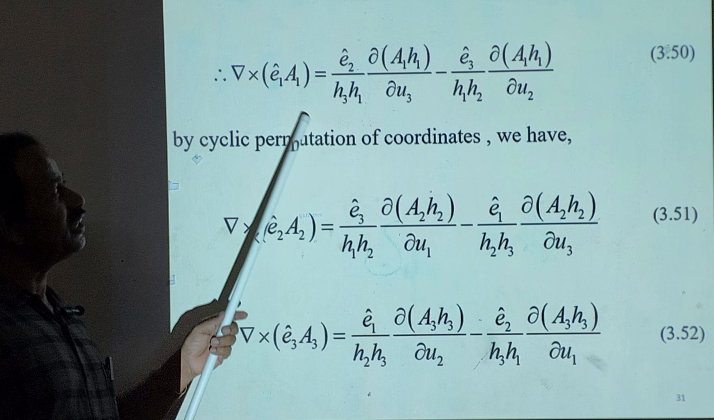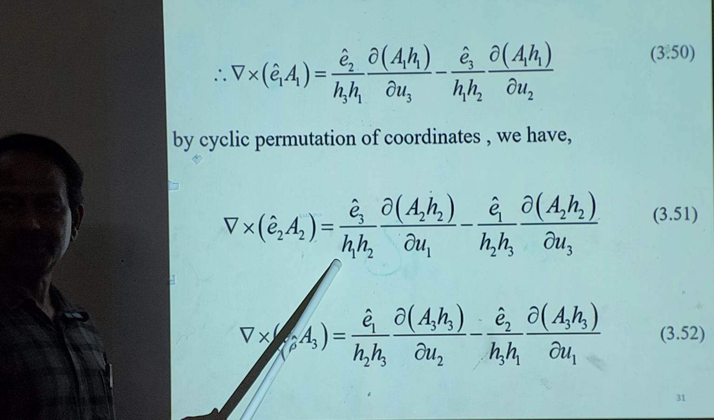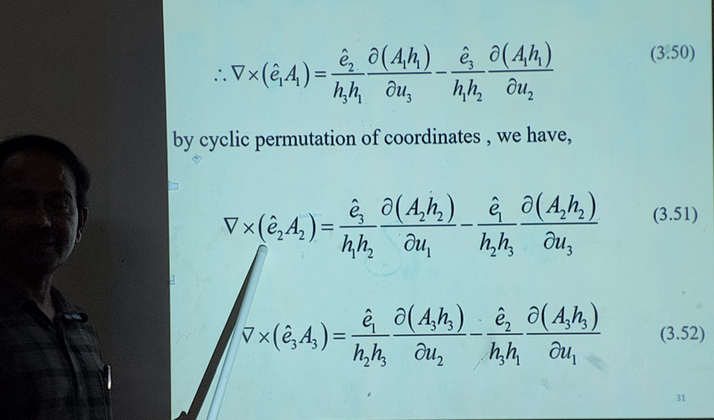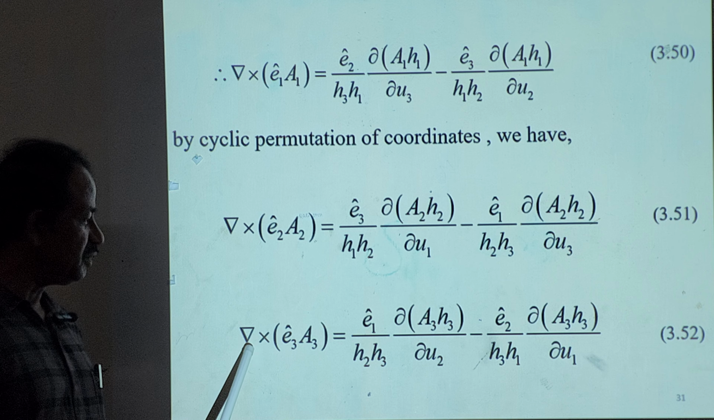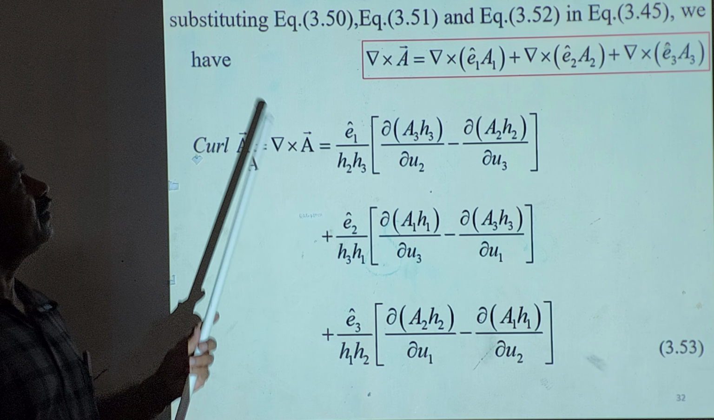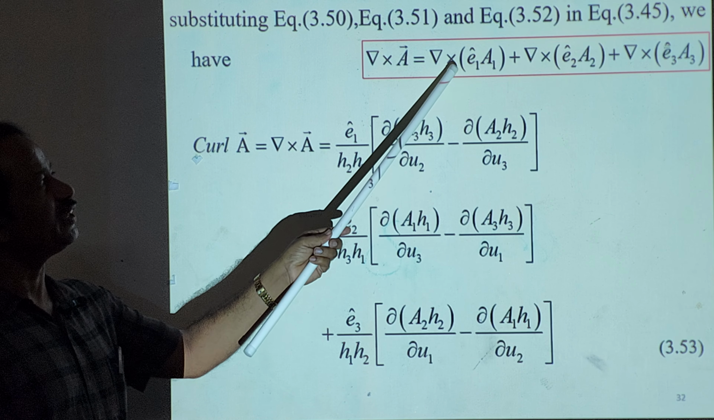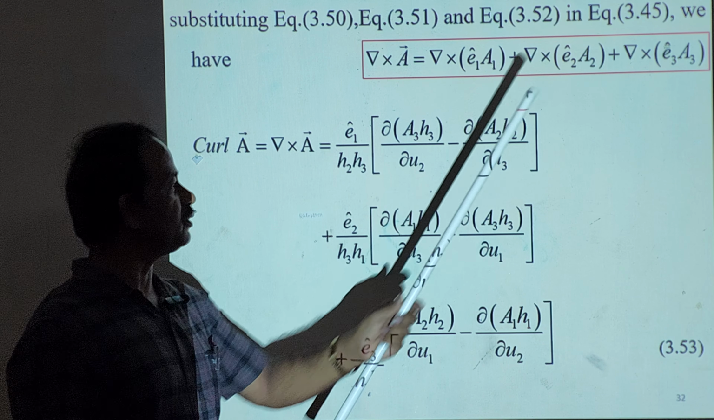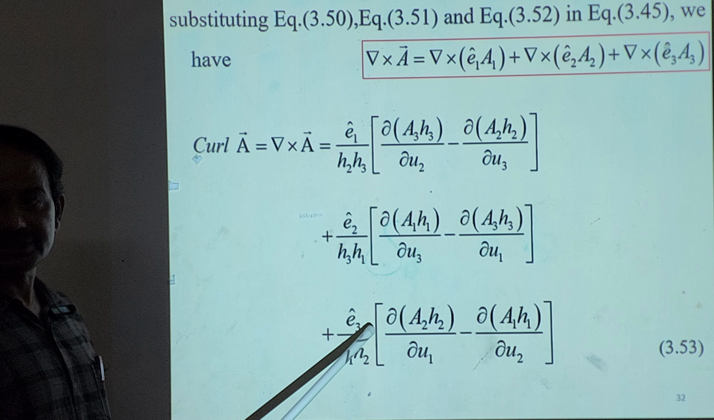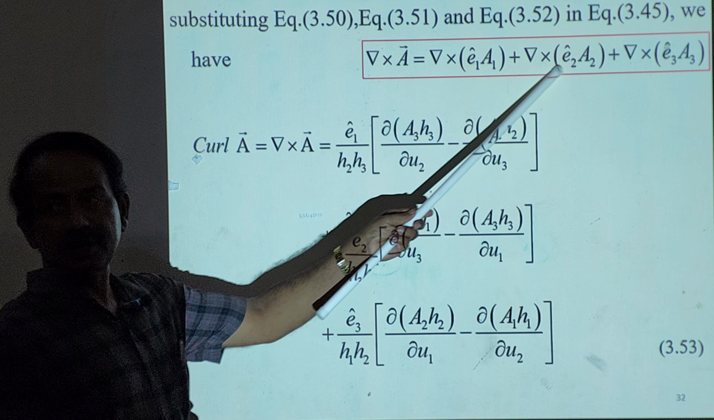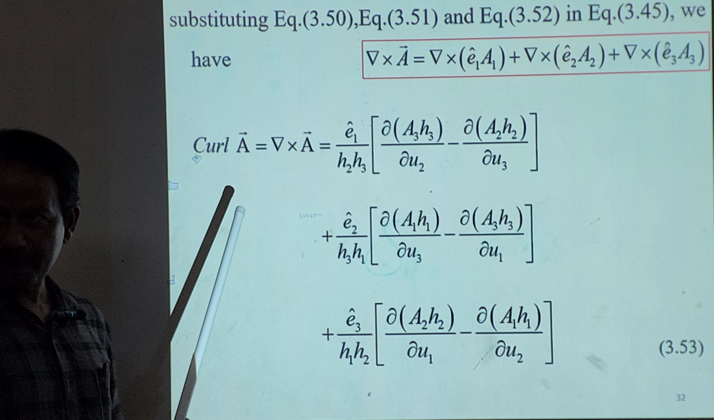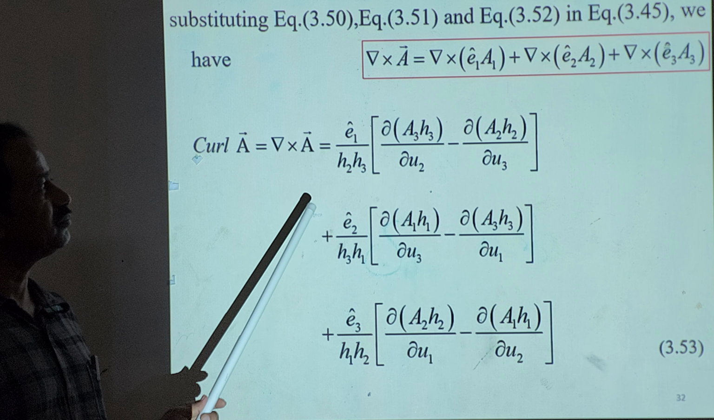So by cyclic permutation, wherever you find H3, you have to substitute H1, and wherever you find H1, you have to substitute H2. So E2 becomes E3 for del cross E2 A2, and similarly for del cross E3 A3. That will give you this expression. Now you have to substitute all three in equation 3.45. This is for equations 3.50 and 3.51, and this is for equation 3.52. We have substituted in 3.45 to get the curl. So this is the expression for your curl. This can be written in a matrix form.